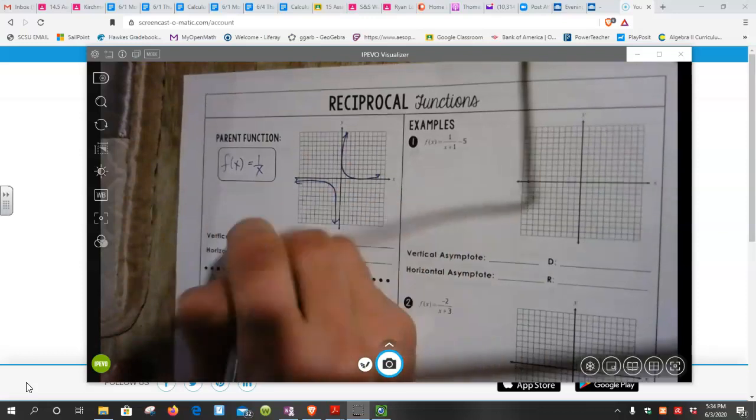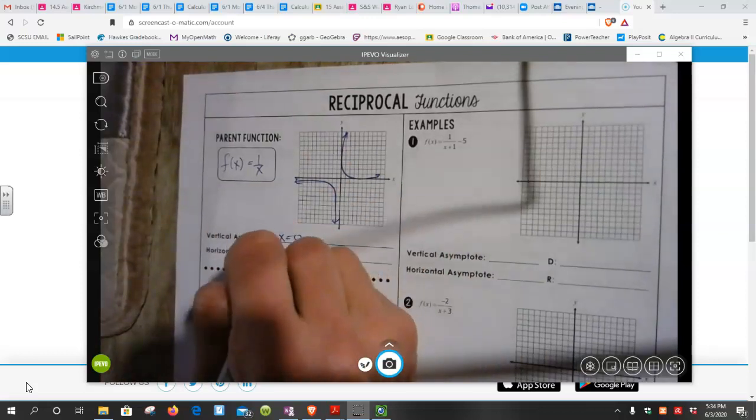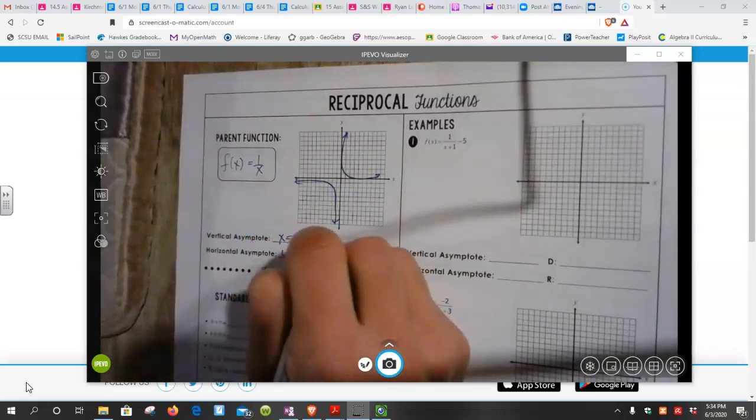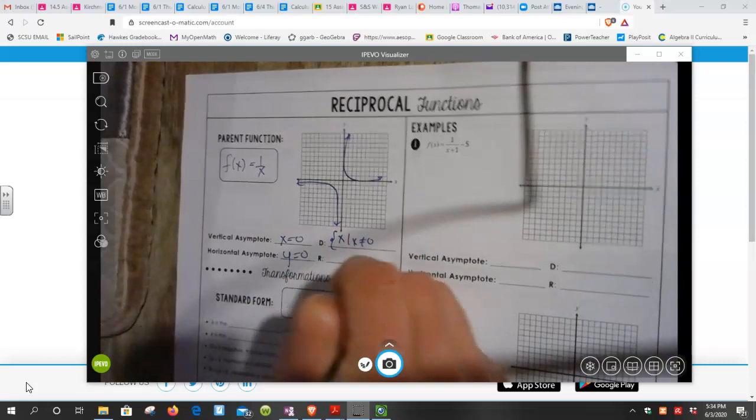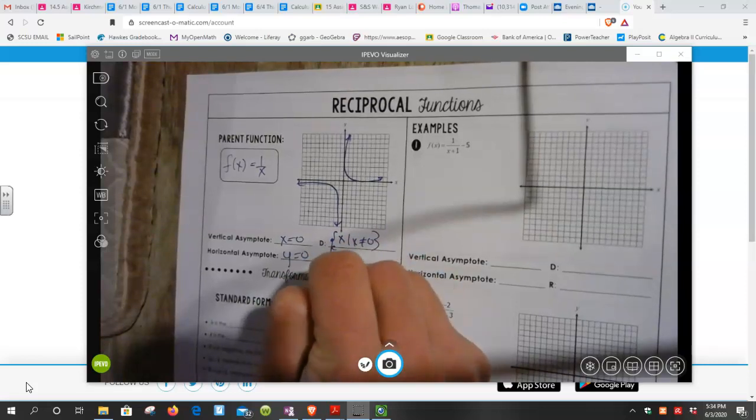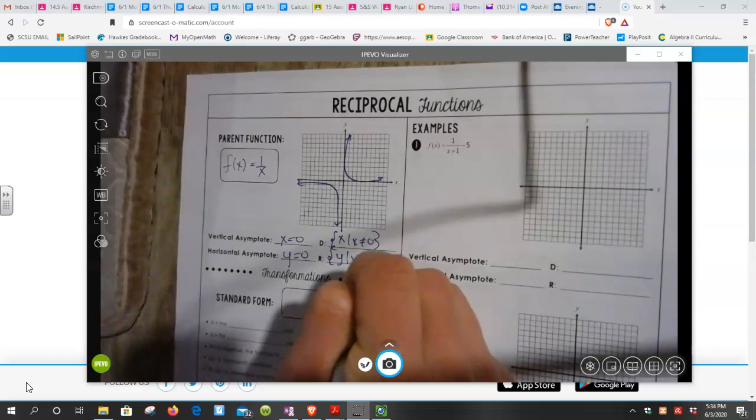Our vertical asymptote there is x equals 0. Our horizontal asymptote is y equals 0. And so our domain is going to be x such that x cannot equal 0. And the range is going to be y such that y does not equal 0.